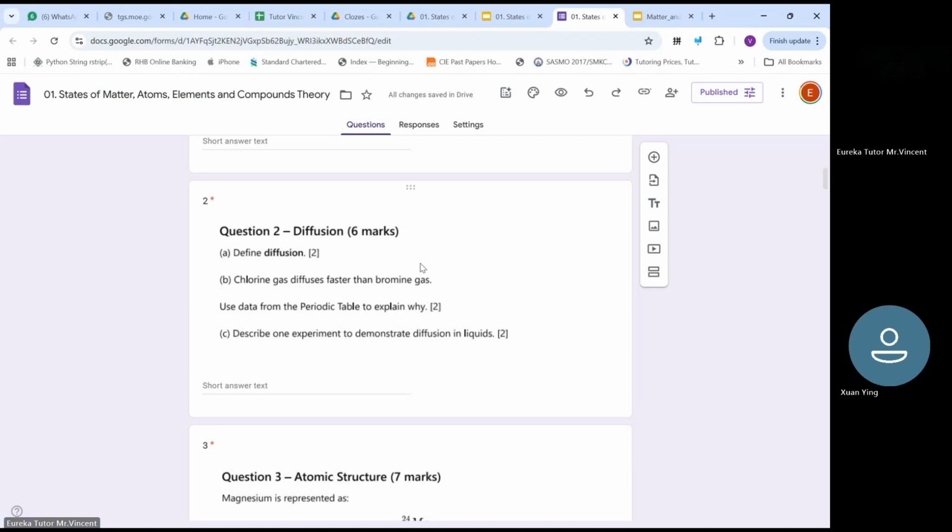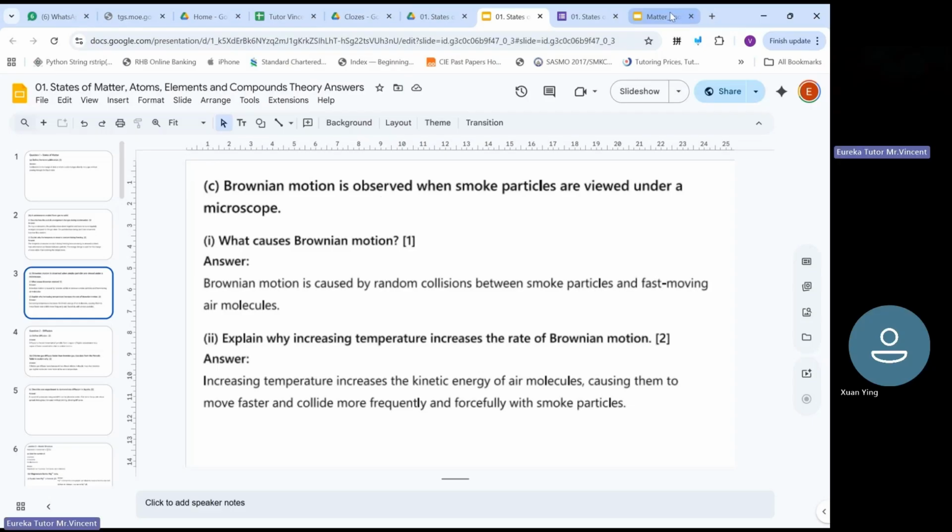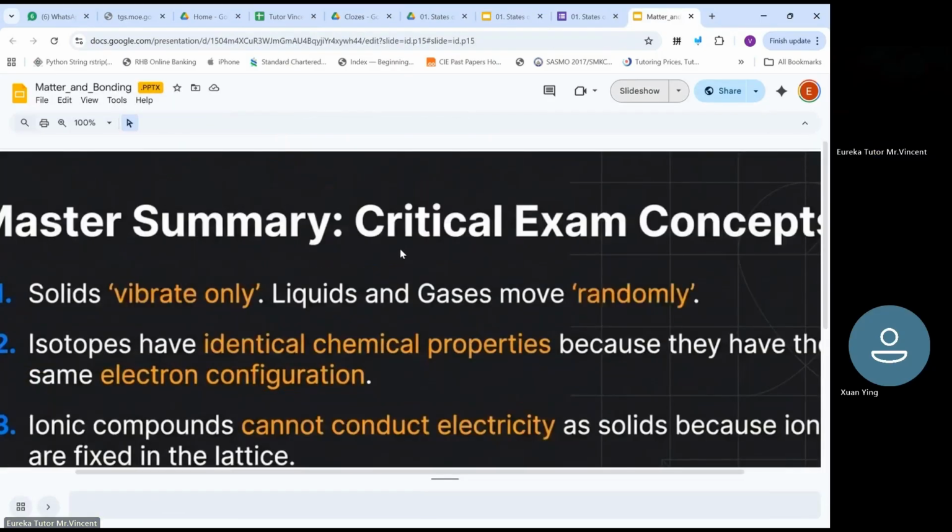Diffusion. Regarding diffusion, chlorine gas moves faster than bromine gas. What is Brownian motion? Brownian motion, actually, just now you can see our previous one, the student asked about this.